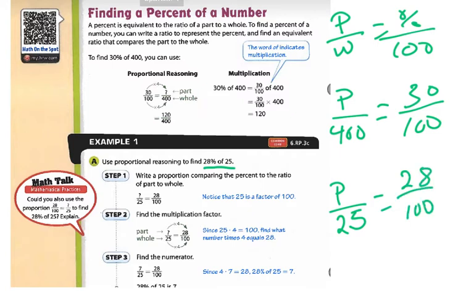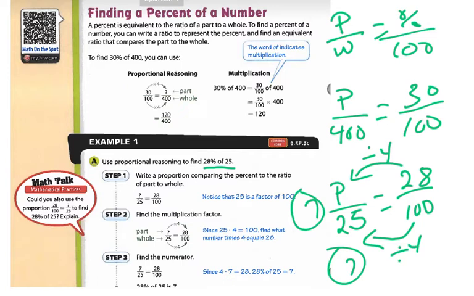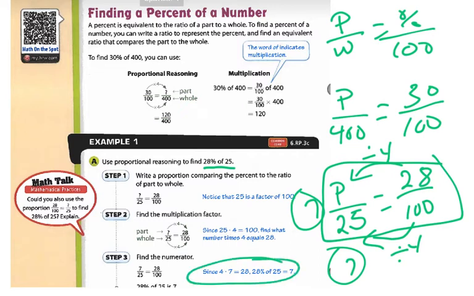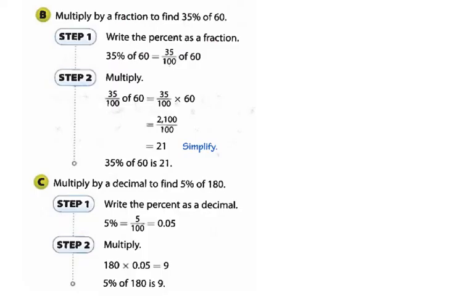28% out of 100. Okay, how do I get from 100 to 25? I would divide by 4. That means I'm going to divide 28 by 4, and I'm going to get 7. So the answer here is 7. Okay? You could also, as long as you show that part over whole equals percent over 100, use the calculator for that, and I'm totally fine with that, remember. So that's what they're showing you here, how to do that with the proportion. So you could take 0.28 times 25, and you will get 7.